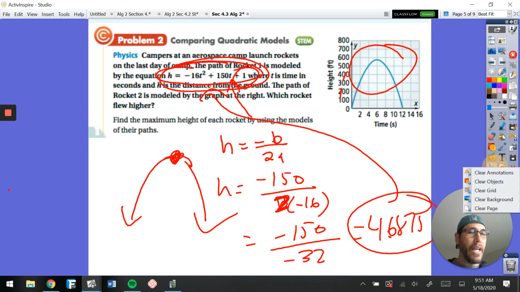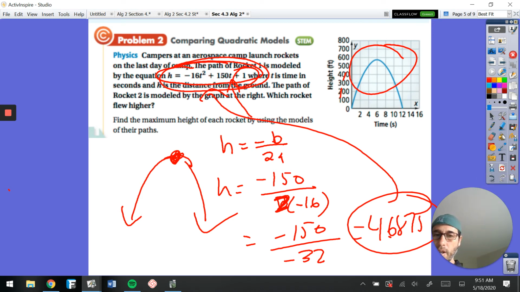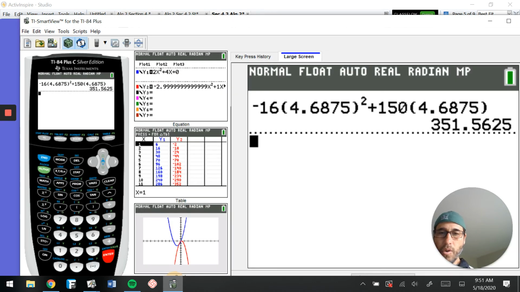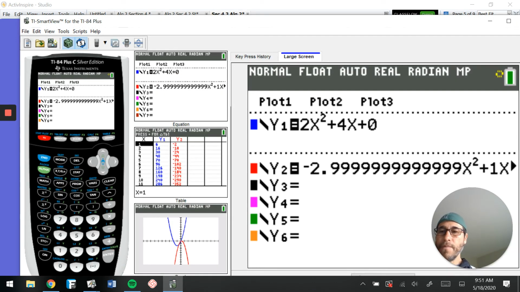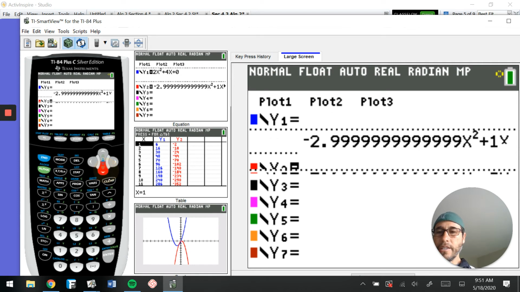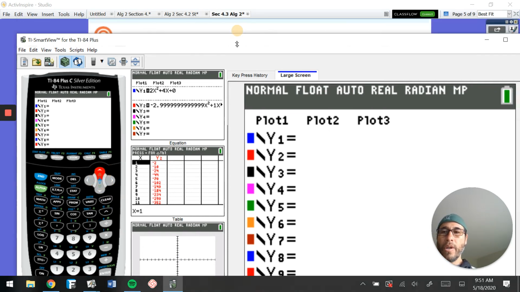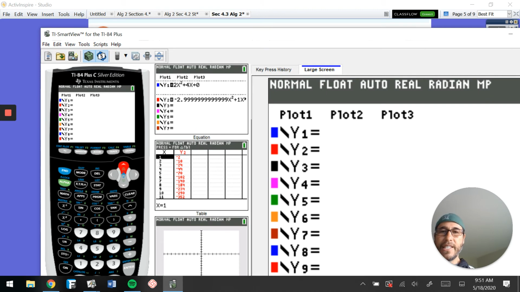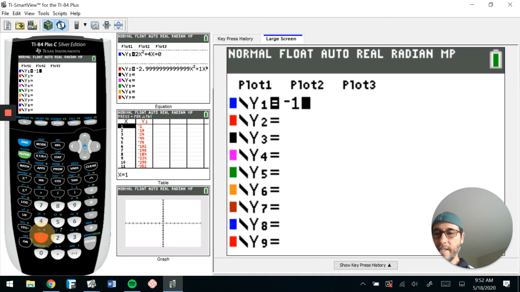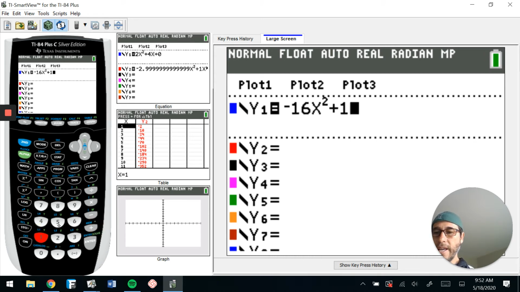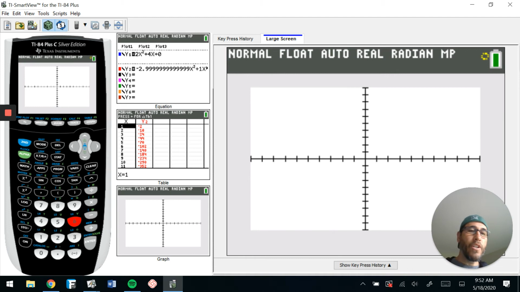Another way I could do this, class, is I could strictly use my calculator. Okay, and to use my calculator, I'm going to go to y equals. I'm going to get rid of both of these equations just so I'm not confused. Okay, and I'm going to type that equation in y1, which is negative 16 t squared plus 150 t plus 1. Now, I usually go zoom 6, but if you notice here, shoot, this rocket skyrockets, vroom, it goes so high.